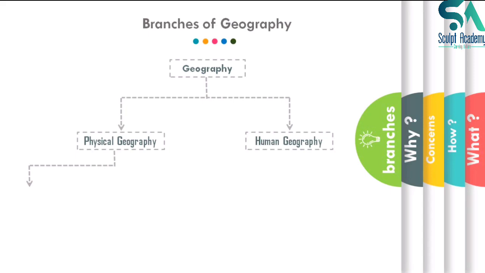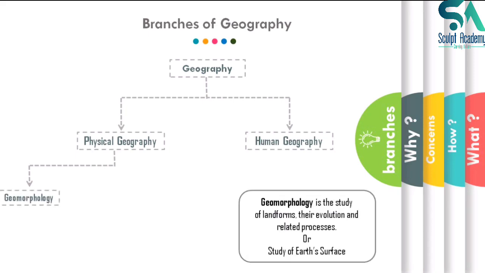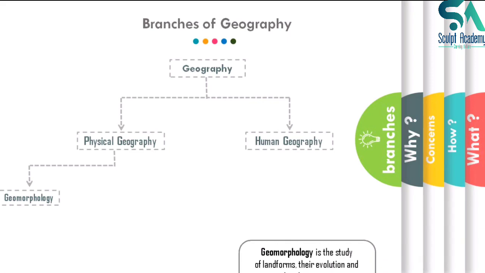Physical geography is further divided into multiple branches, that is geomorphology. What is geomorphology? Geomorphology is the study of landforms, their evolution and related processes, or basically the study of the earth's surface. The surface of the earth is known as geomorphology. Not beneath the earth, only surface features, that is mountains, hills, valleys, are all included under geomorphology.